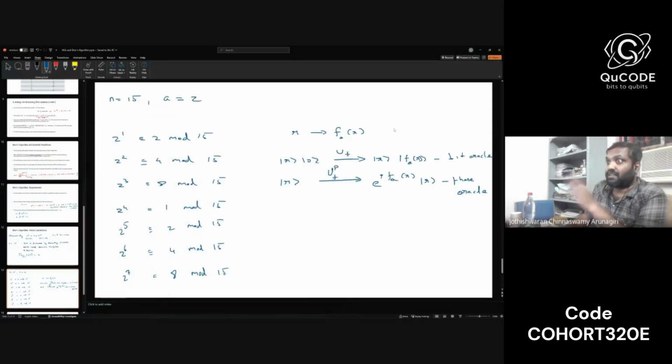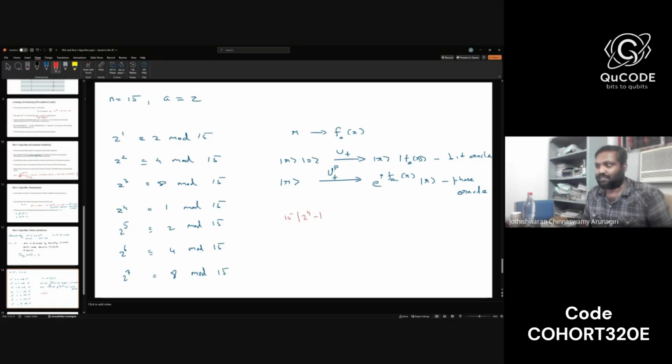Now let us finish the whole thing and bring it home. Now from this, I have found that R is equal to 4, which implies 15 divides 2 to the power 4 minus 1. 2 to the power 4 minus 1 is 15.